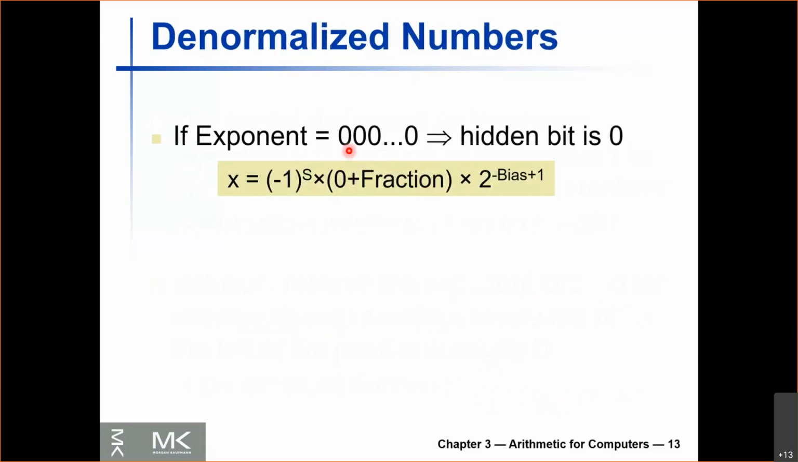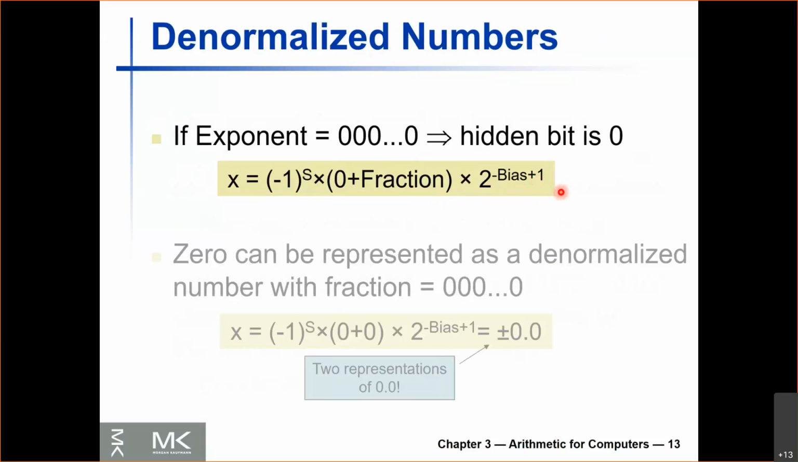So if the exponent is 0, we're going to consider the hidden bit to be 0. And in this case, the sign bit is going to be the same, -1 to the power of the sign bit. But now we have something changed. Rather than having 1 plus fraction, we're going to have 0 plus fraction, and then times 2 to the power, rather than exponent minus bias, we're going to have negative bias plus 1, or 1 minus bias if you want.